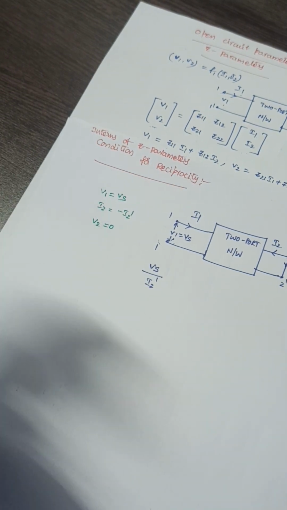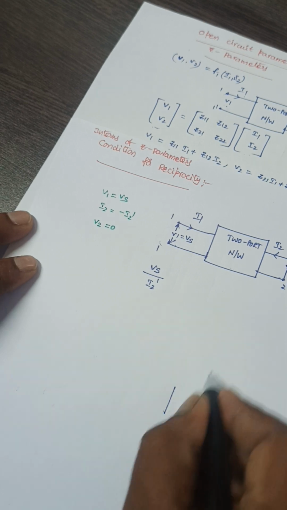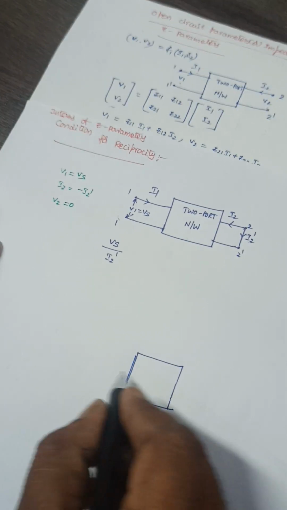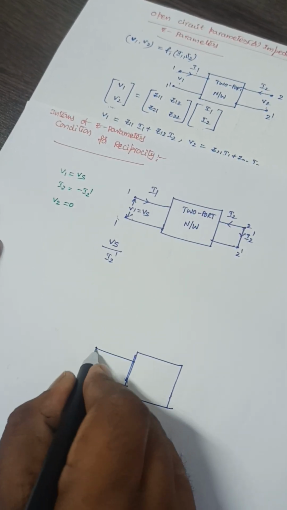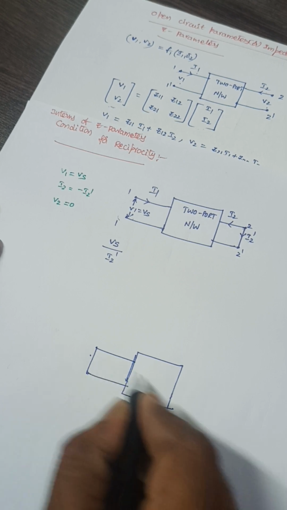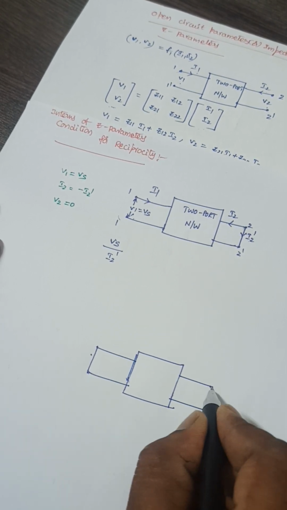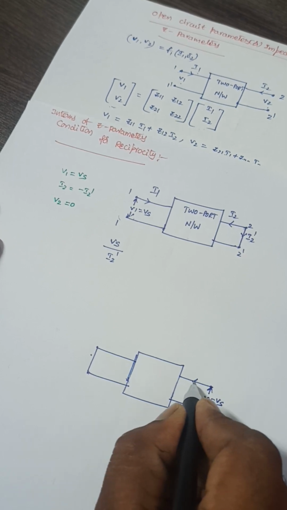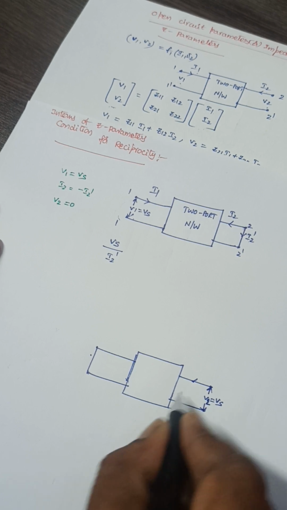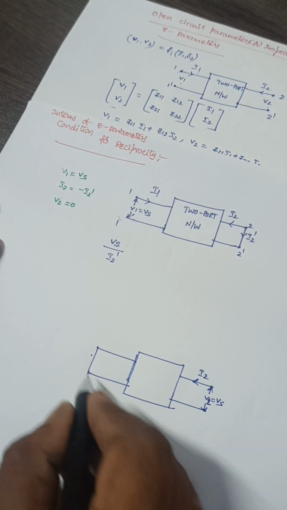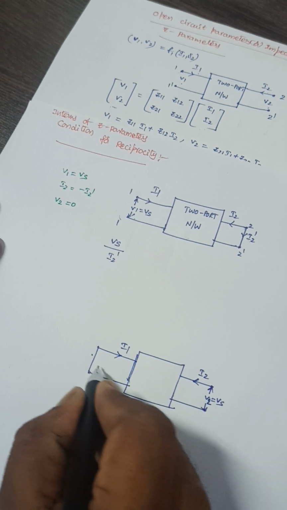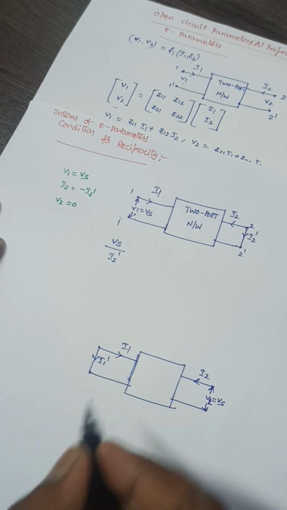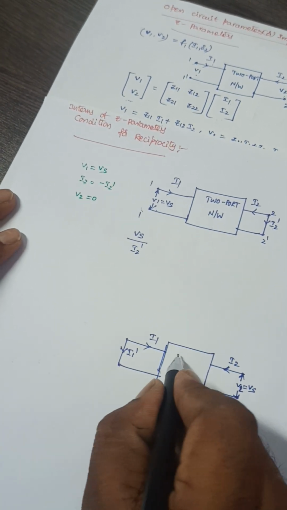Next, I need to calculate this ratio by interchanging the excitation and response. Now I am applying the excitation here. So now V1 is the response, and V2 is equal to Vs, the source. This is I2, and this is I1, and whenever I am applying the supply, this current will flow like this, so it is I1 dash. So it is a two-port network.